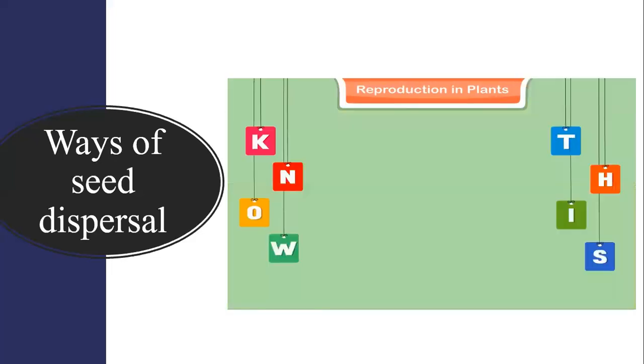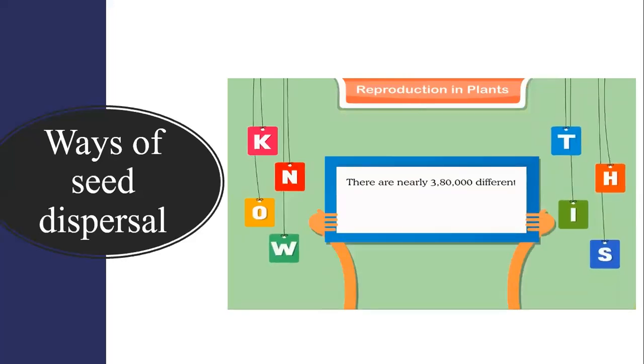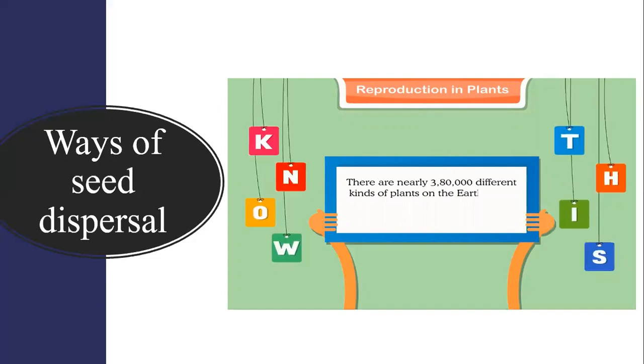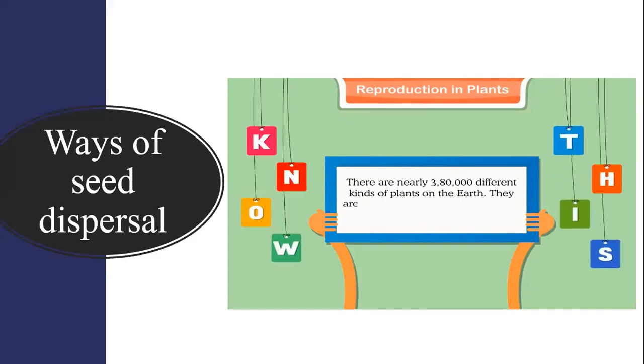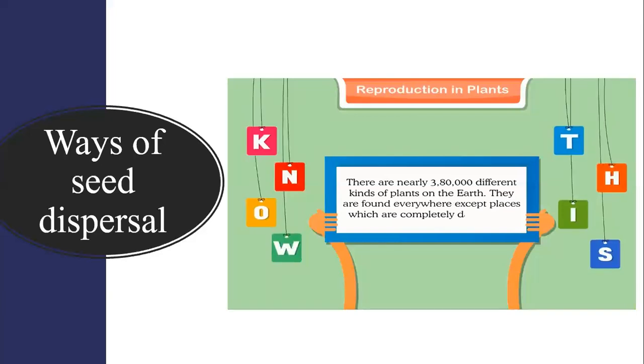Know this: there are nearly 380,000 different kinds of plants on the earth. They are found everywhere except places which are completely dark and dry.